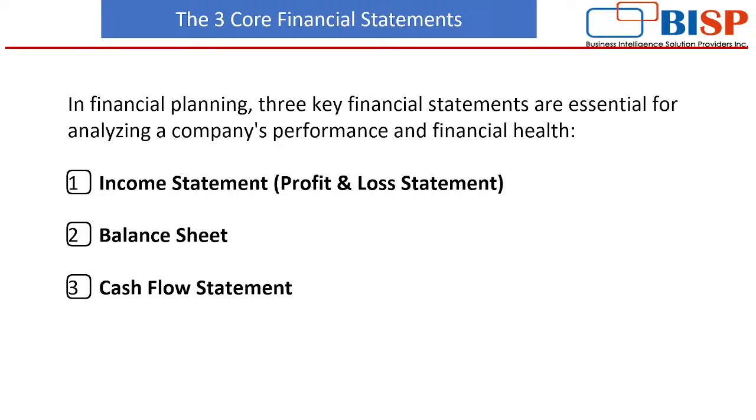All of these three statements are interconnected. The net profit from the income statement flows into retained earnings in the balance sheet. The cash flow statement adjusts the net profit to reflect actual cash received or spent. And the balance sheet shows the company's total financial position, including changes in cash and assets. Thereby, these three statements become very important, as well as they are interrelated.